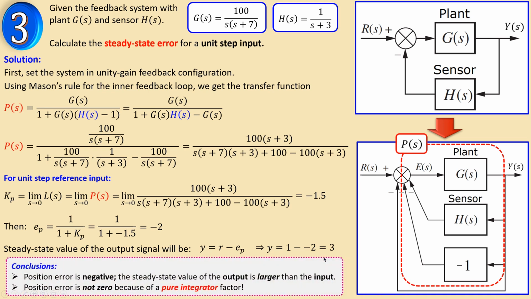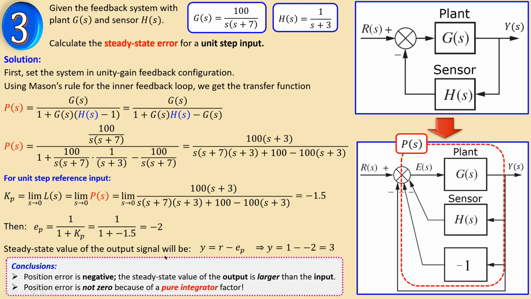This actually gives the following conclusion. The position error is negative, thus the steady state value of your output is larger than the input. That can be the case. That's still, of course, a steady state error, but it's now larger than the actual input. So larger or smaller, the error is still there. There is an error.